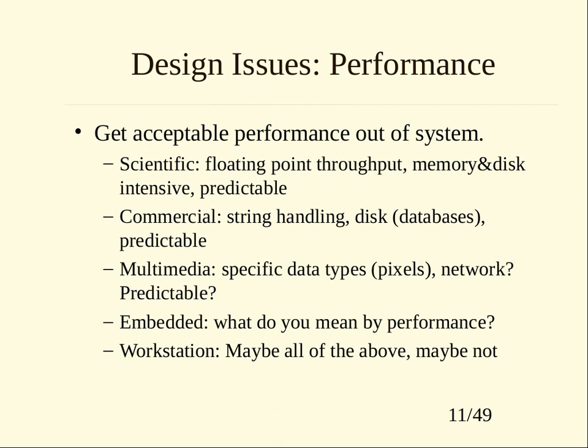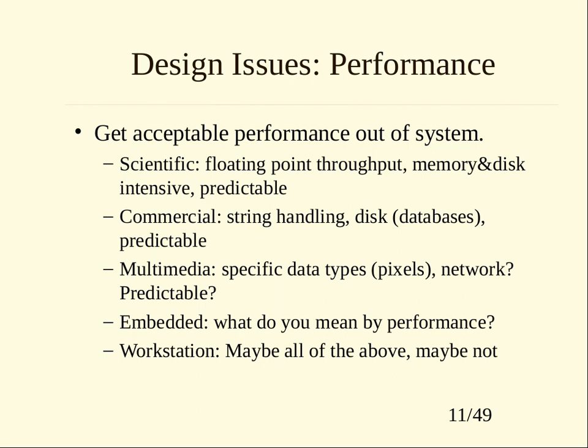All right, some design issues. First one is performance. No one likes a slow machine. Getting acceptable performance out of a system. So first off, we always look at what is acceptable. For scientific, a lot of the time it's floating point, memory and disks, but it's also very predictive. We're going to do fast Fourier transforms. We're going to do matrix multiplication. We know what functions are going to be called over and over again. So if we wanted to build a processor specifically for scientific computing, we probably have some hardware circuitry to do those as quickly as possible.